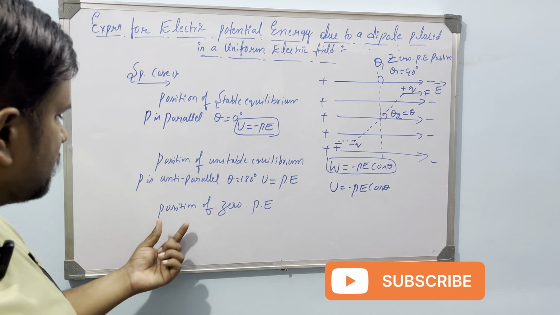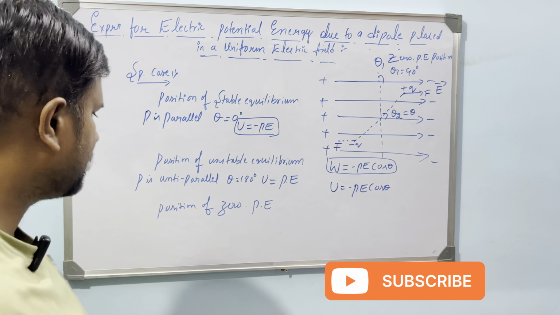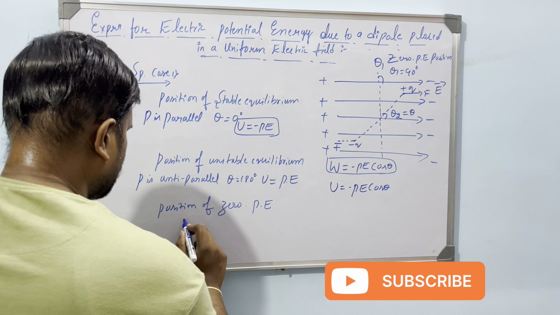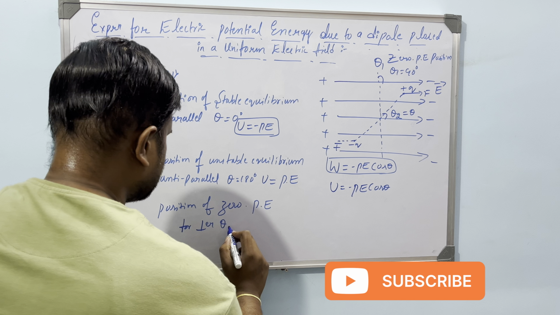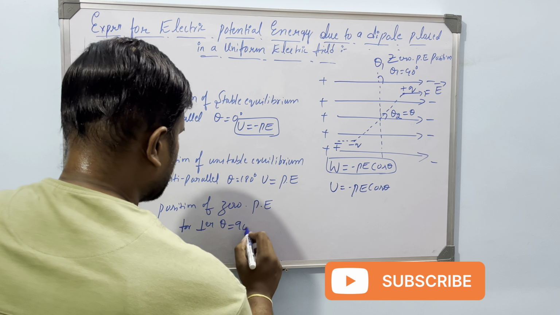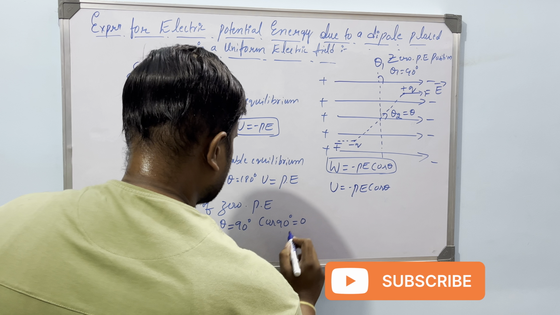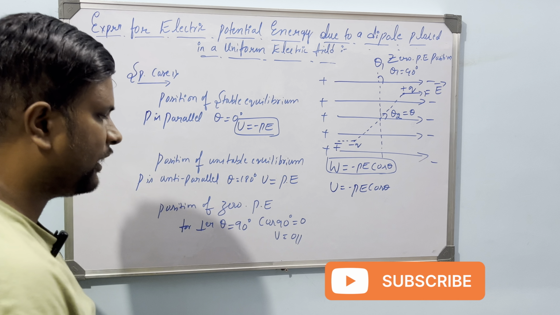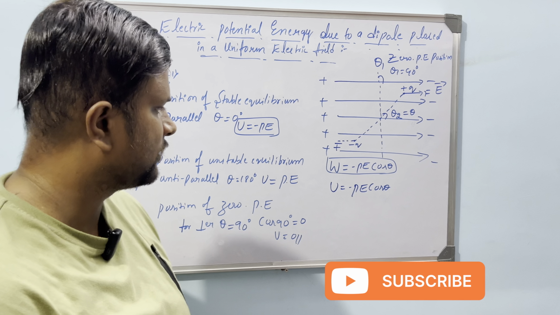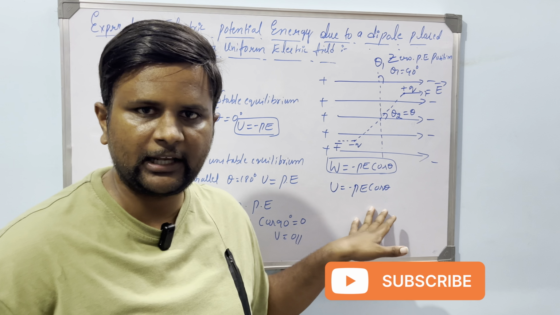Next, for the zero potential energy position, P is perpendicular to E, that is, theta is equal to 90 degrees. The cos 90 value becomes 0. So U is equal to 0. So these are the three cases for the potential energy of a dipole placed in a uniform electric field.